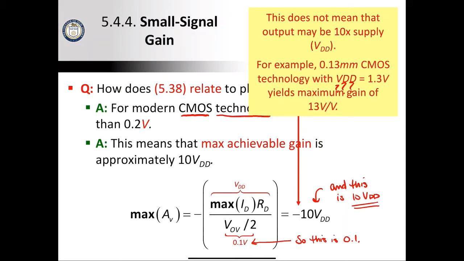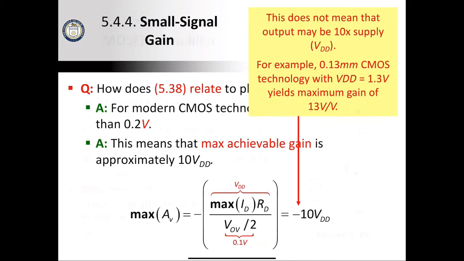So this does not mean that the output will be 10 times what the supply is necessarily. That's the maximum. So for example, if we have a 130 nanometer CMOS technology with a VDD of 1.3 volts, that yields a maximum gain of 13 times. Well, that kind of disproves the statement above it, but there could be cases where it's lower.